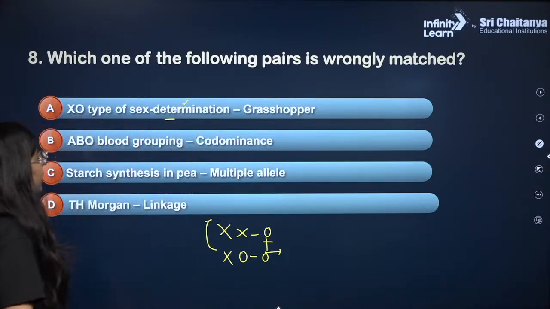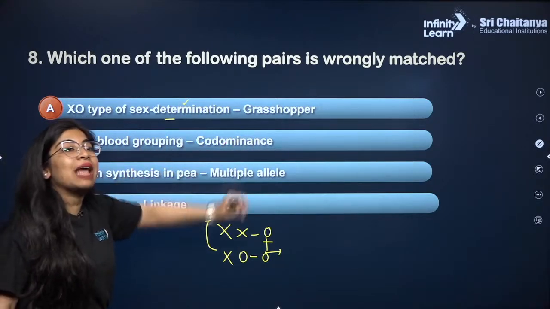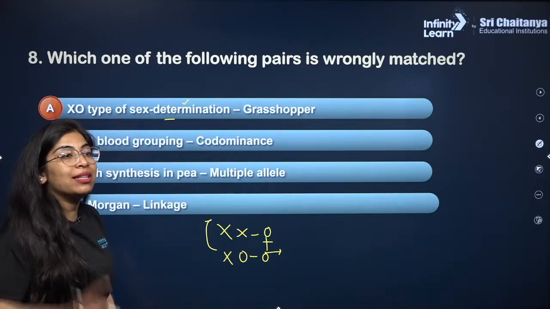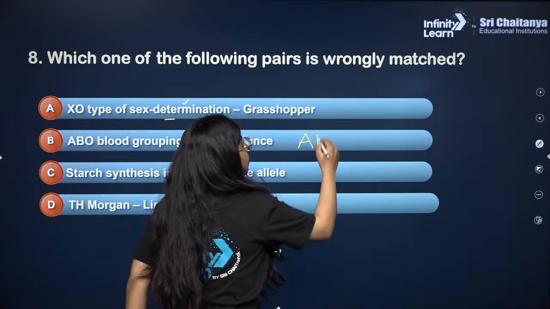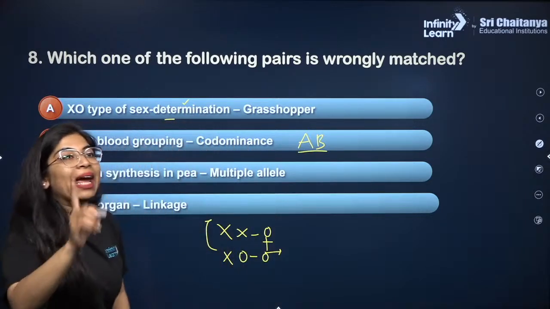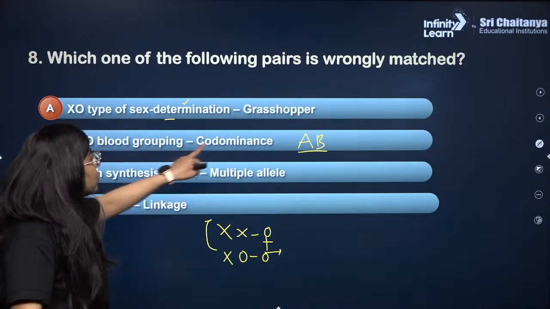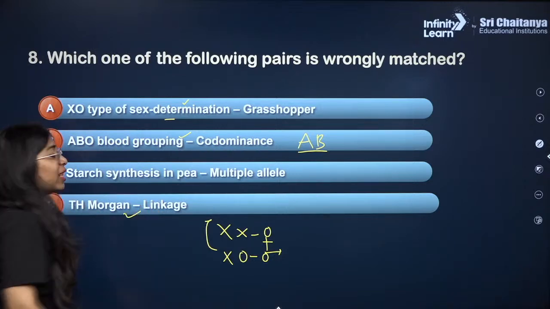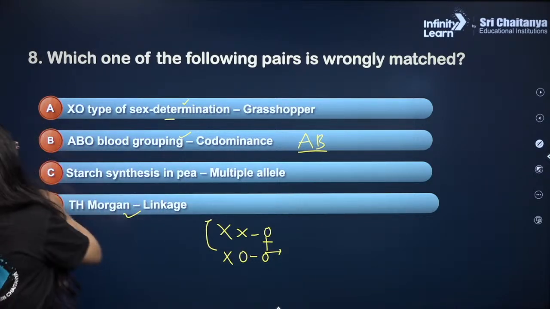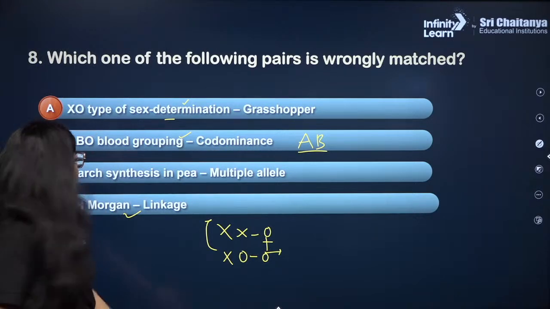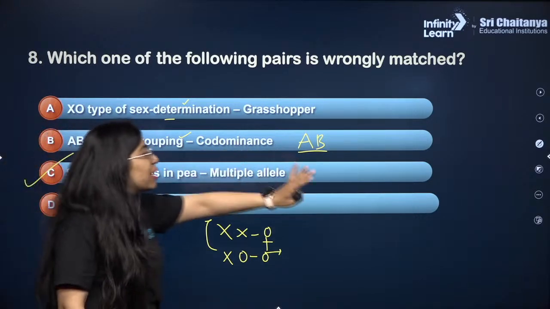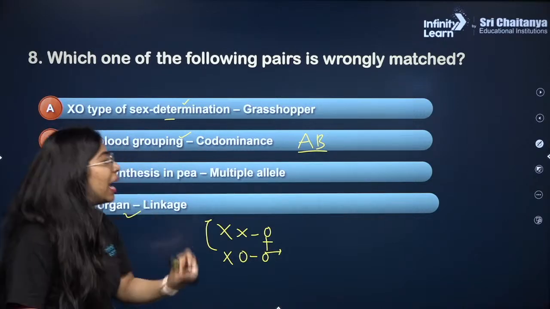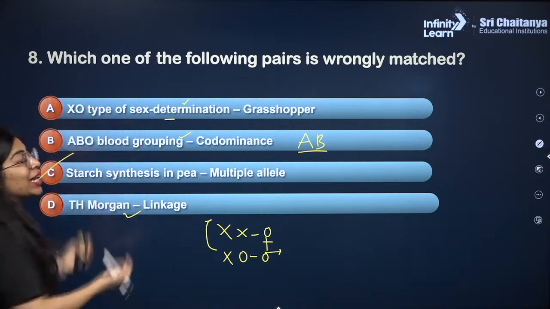This is a correct statement. ABO blood group is an example of codominance. Yes, it is exactly an example of codominance. Why? Because we know that there is a blood group called AB, where A and B are equally expressed. That is codominance. This is also correct. We know that T.H. Morgan gave the concept of linkage. So my answer is option number C. Because starch synthesis in pea is an example of incomplete dominance. But even if you don't know that, you know that all these three are true.